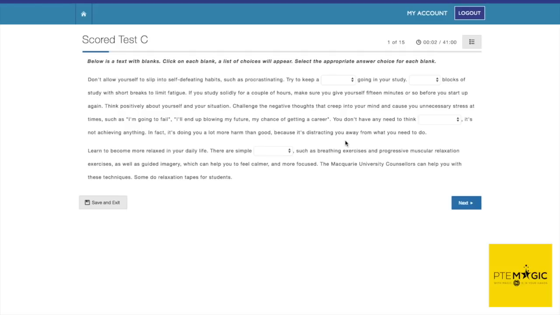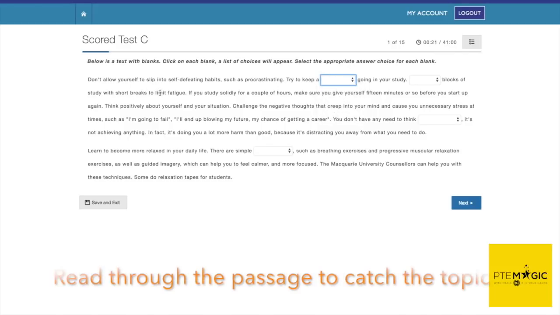So the first task in reading is fill in the blanks with the drop-down options. Another name for it is reading and writing. And you should keep in mind that it's the most important part in reading, and it accounts for almost 35% of the total mark. So firstly, have a look through the passage.